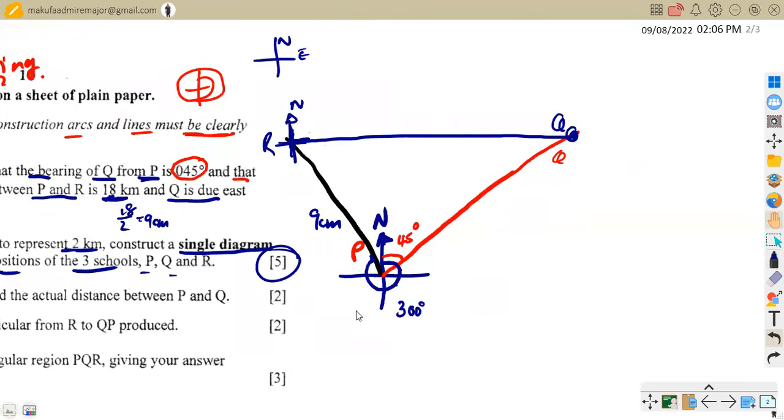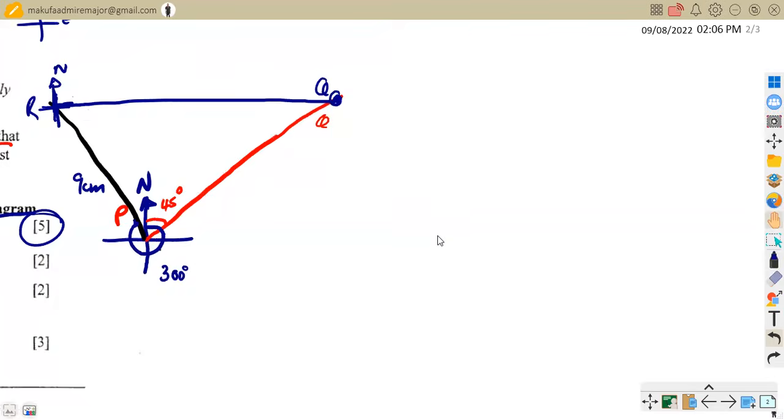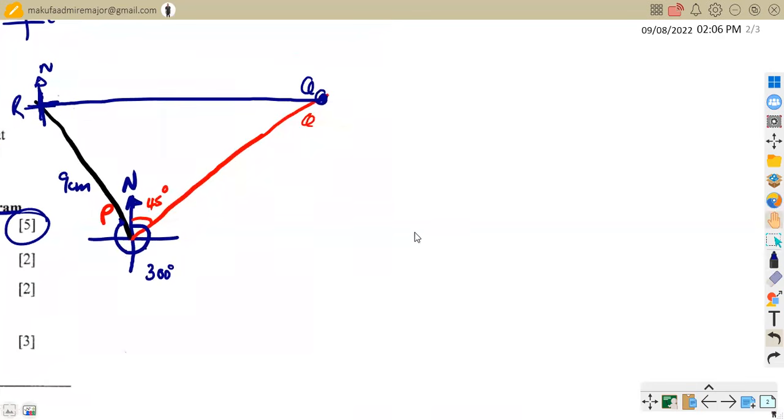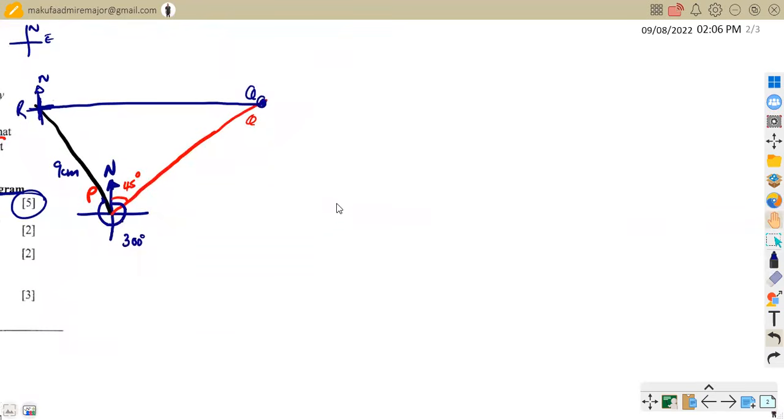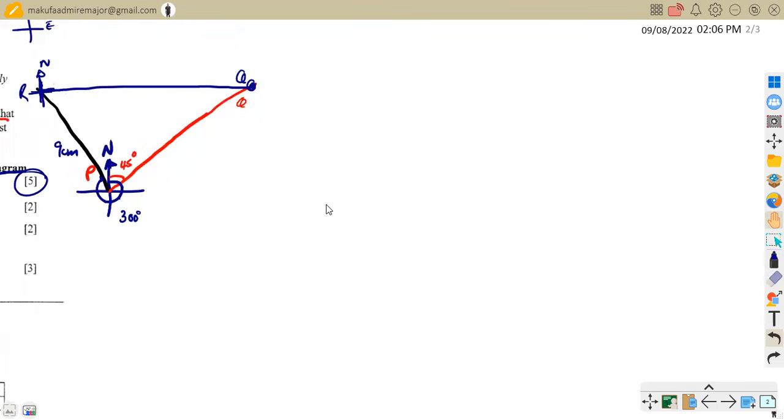So let me just try and adjust this side. This is our sketch here. All right, we can even reduce it a little bit so that it can be clear at the end. So this is what I'm going to do. I'm going to show you how you actually construct these with your bearing part.